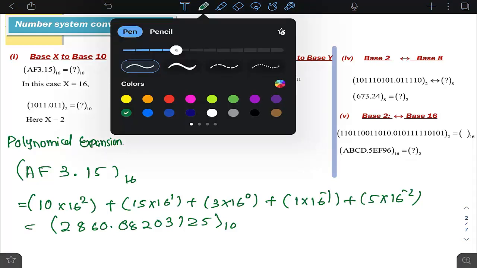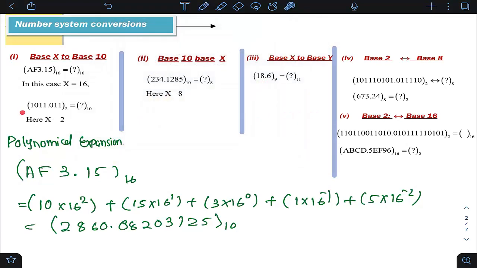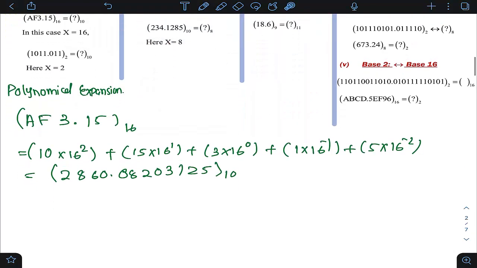Now I have a number in binary and I want to convert this into base 10. How will we do it in this case? The number is given as 1011.011 and the base is 2. You expand this in polynomial form because you need the decimal equivalent. Again the same story. This is your reference point.